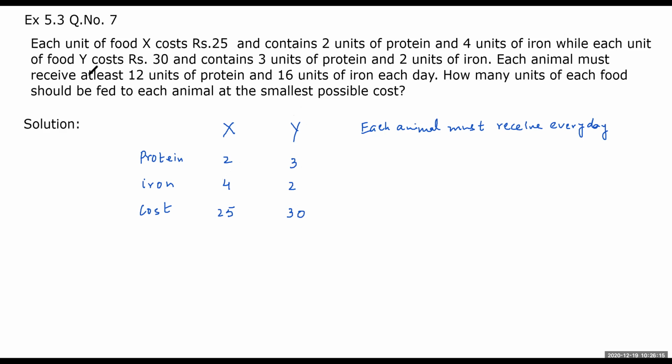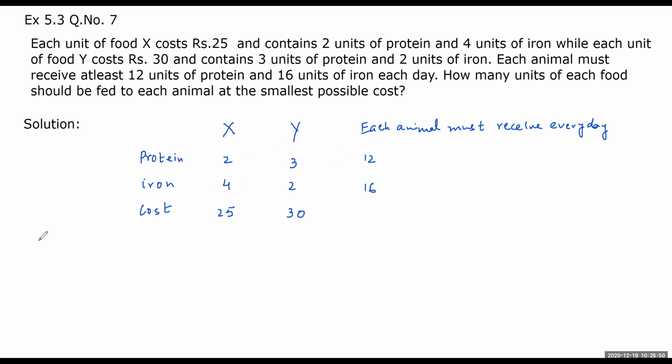And each animal must receive at least 12 units of protein. So 12 units of protein is the minimum requirement and 16 units of iron. So it means that whatever food we give the animals, the sum of the protein must be greater than or equal to 12. It must not be less than 12. And the sum of the iron given to them by the two foods must be greater than or equal to 16.